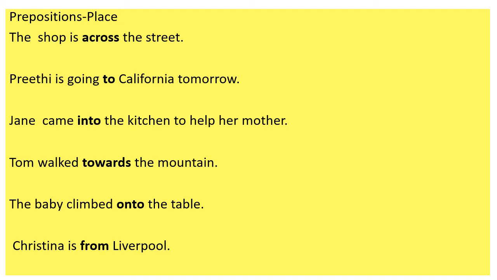Tom walked towards the mountain. It means that he moved in the direction of the mountain. The baby climbed onto the table. It means that the baby moved to the top of the table. Christina is from Liverpool. Here, from means that she came from or she belongs to Liverpool.